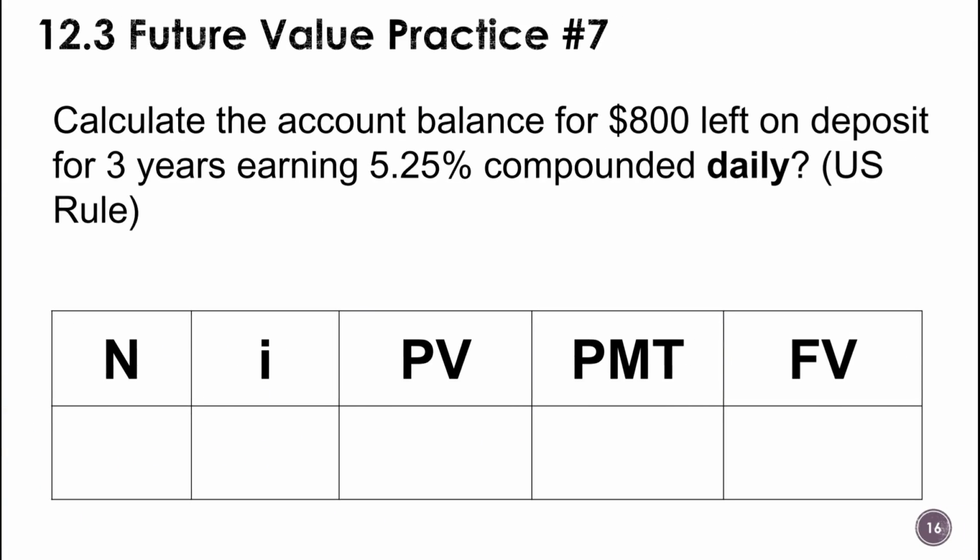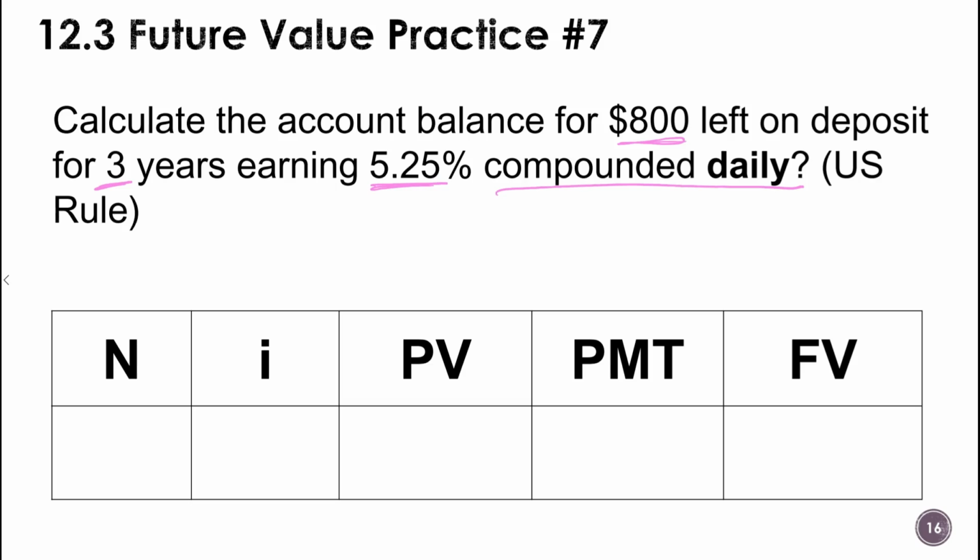Okay, last question. I'm trying to make sure I get this in a reasonable time without having to make a 4th video for this. Okay. Calculate the account balance for $800 left on deposit for 3 years, earning 5.25% compounded daily. Well, we haven't had a compounded daily yet, right? So we've got $800, 5.25% in 3 years. Compounded daily means 365 times a year, right?